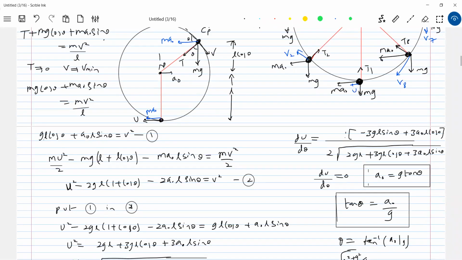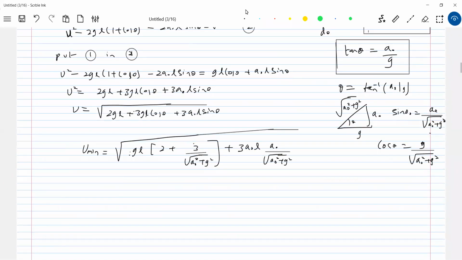Next, again at the critical point, what is the condition? At the critical point, a tangential. I think this information is least available in the books, it's not available much. At the critical point, what are the necessary conditions? Tension tends to zero, and the critical velocity v will be minimum.